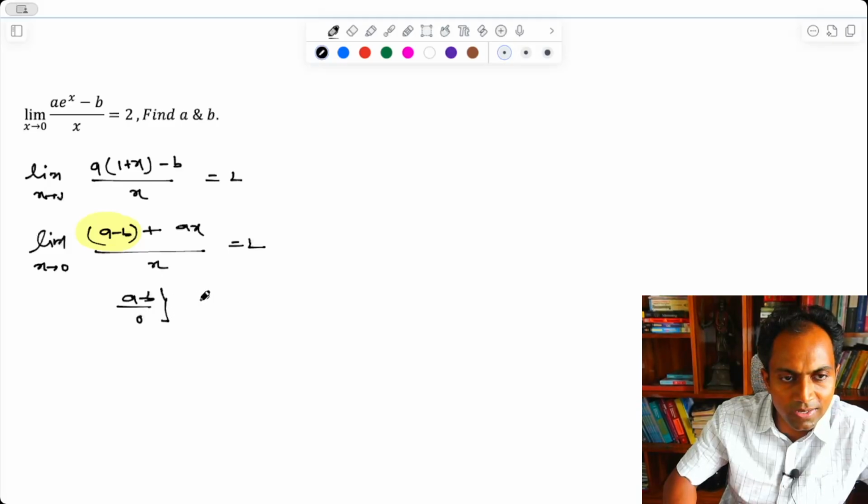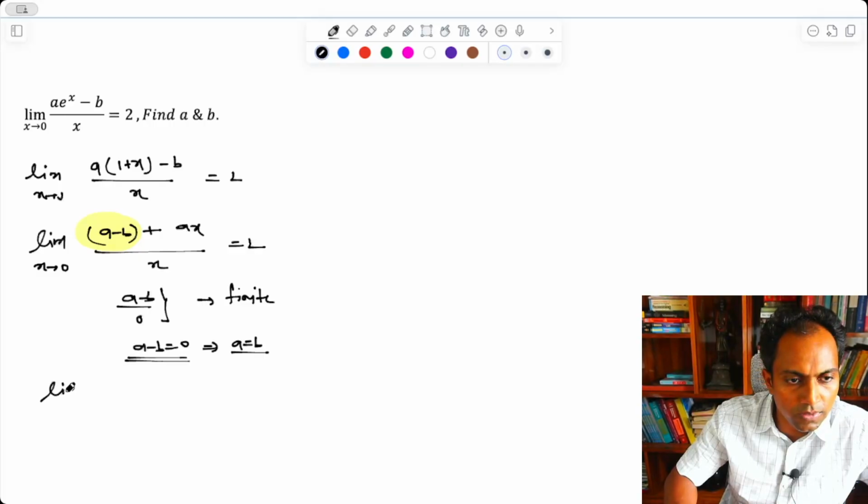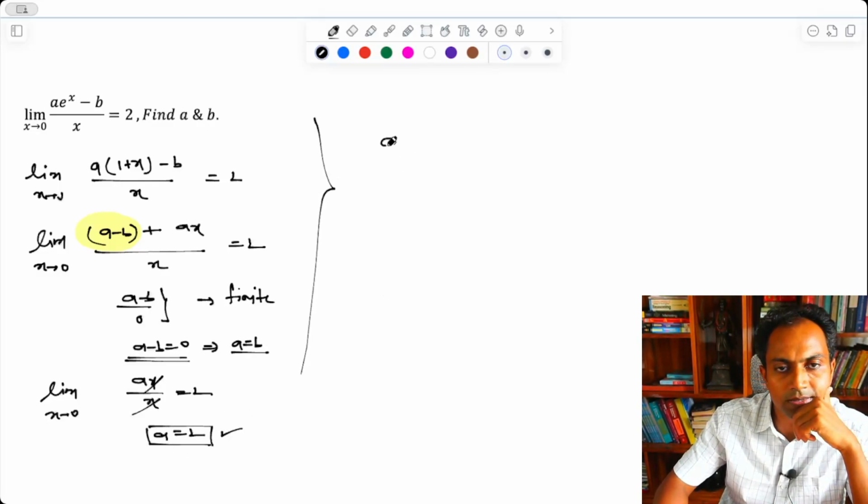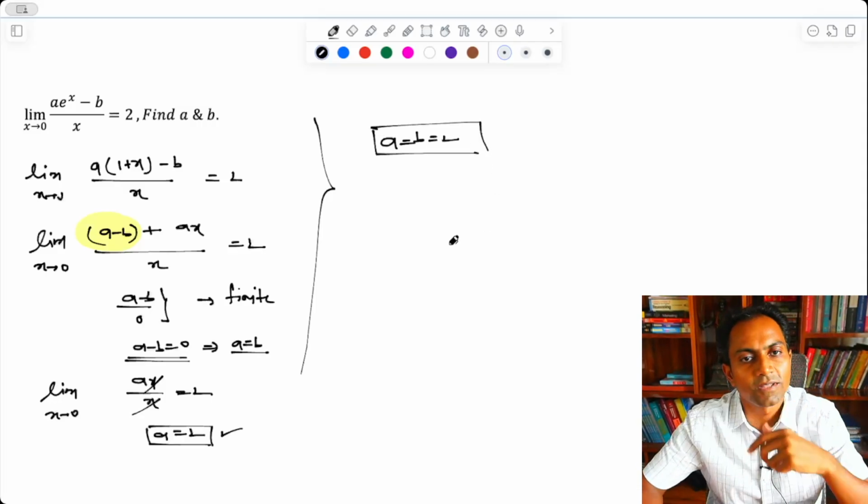For this to have a finite answer, what should happen? A minus b should be equal to 0. A comes out to be equal to b. This is important. Now, solving forward, this becomes limit x tends to 0, ax by x is equal to 2. X cancels out. The value of a comes out to be 2. Once a is 2, b also comes out to be 2. And as a result, a is equal to b is equal to 2. This is the final answer.